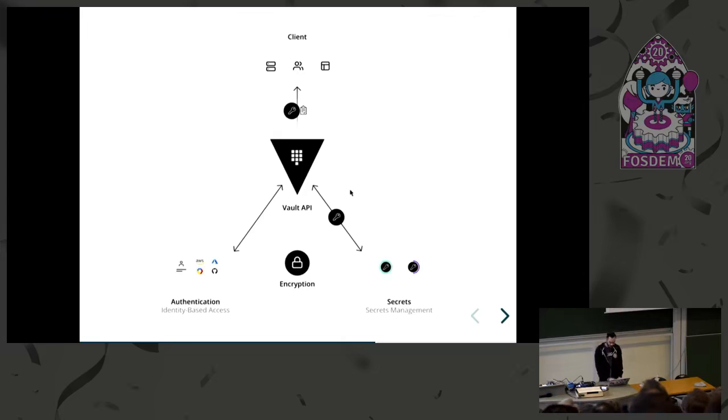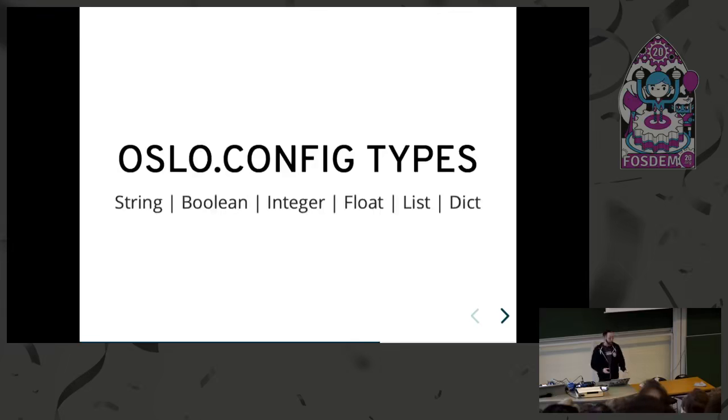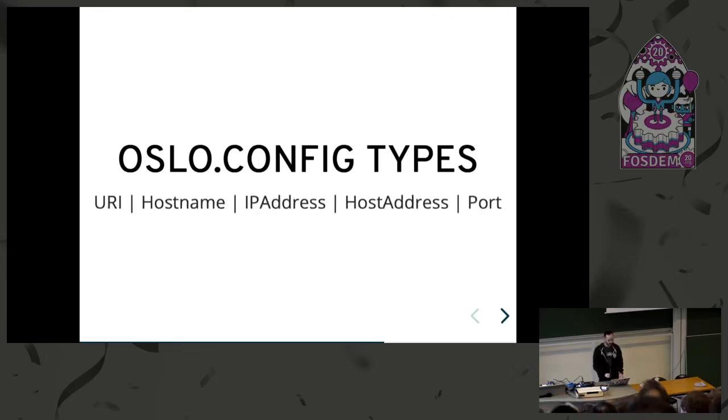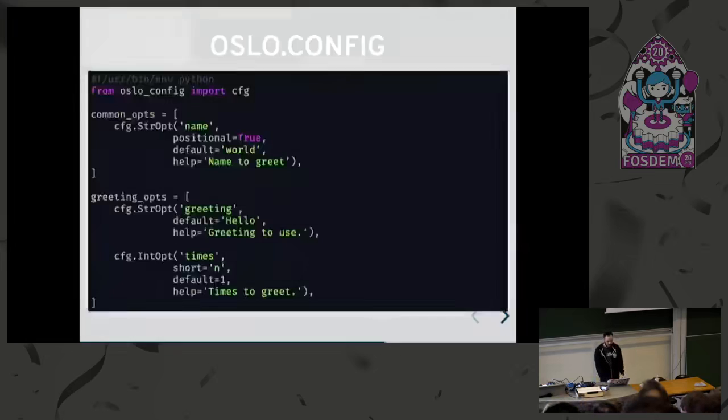And then it's all encrypted. Oslo config has basic types where you can do type verification: string, boolean, integer, float, list, dict. It also has some special types for validation, like URI, host name, IP address, host address, and port.